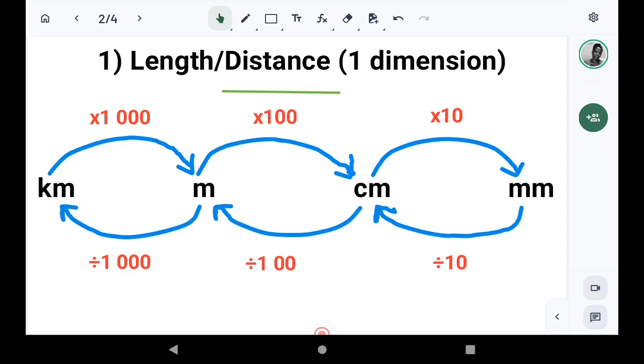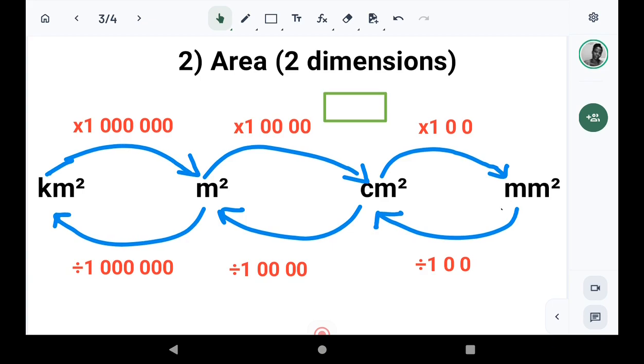Now let's look at what happens when you're dealing with areas. Area is a two-dimensional measurement because you are measuring two different types of length.